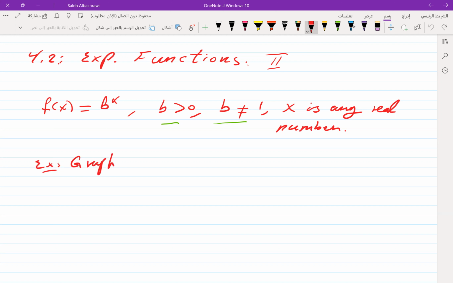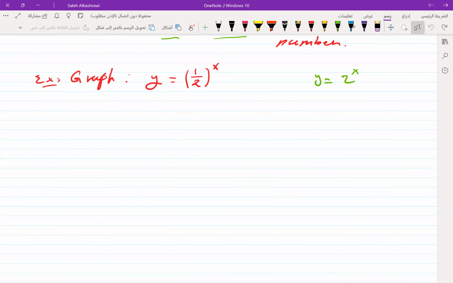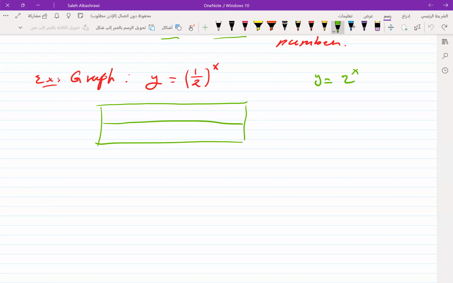Let's graph the function y equal to 1/2 to power x. Last time we graphed the function y equal to 2 to power x. This time I'm going to graph y equal to 1/2 to power x. And to graph this function, we choose points, select values for x, and find y. Usually 5 points will be enough for this one.